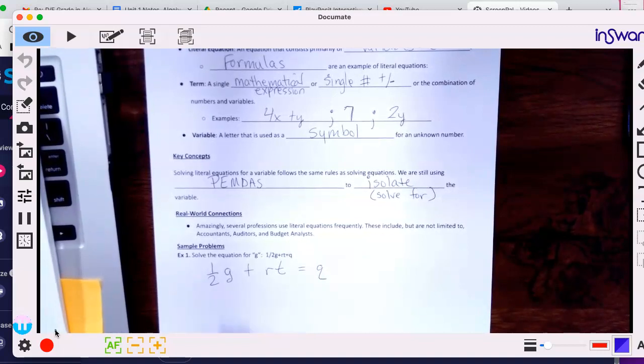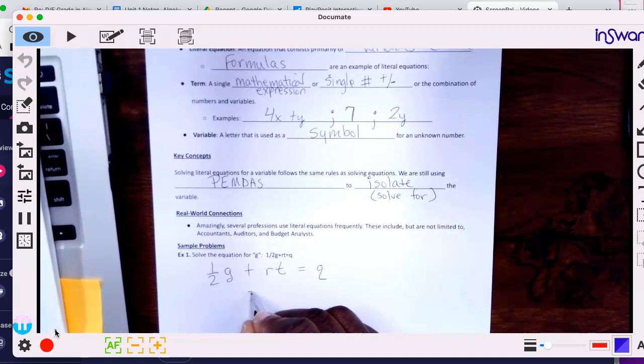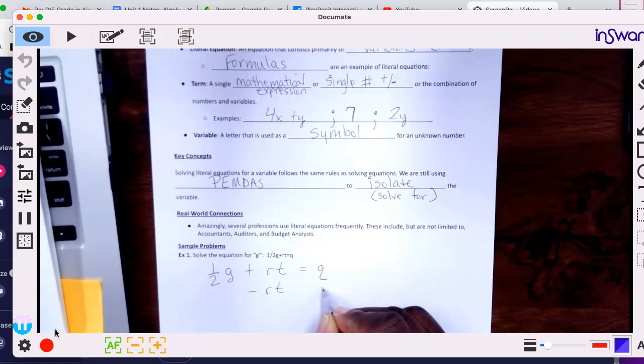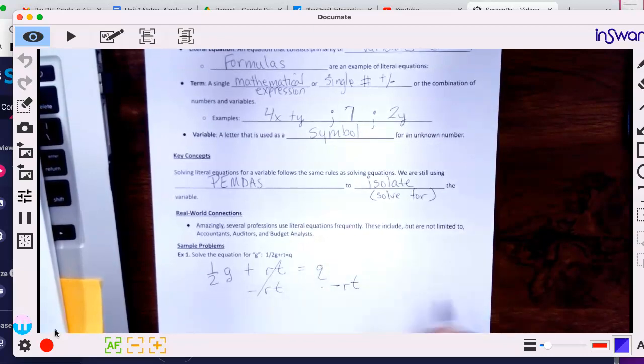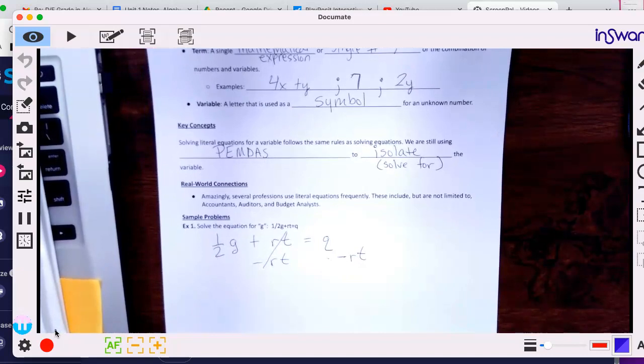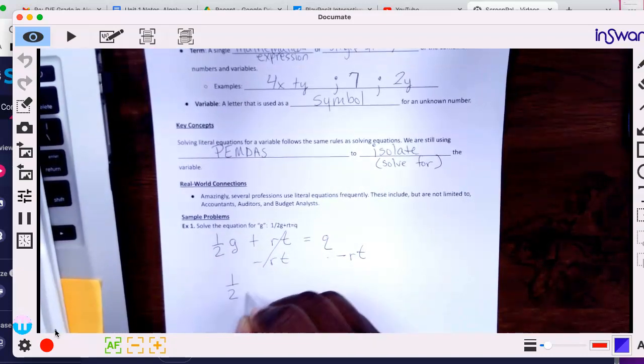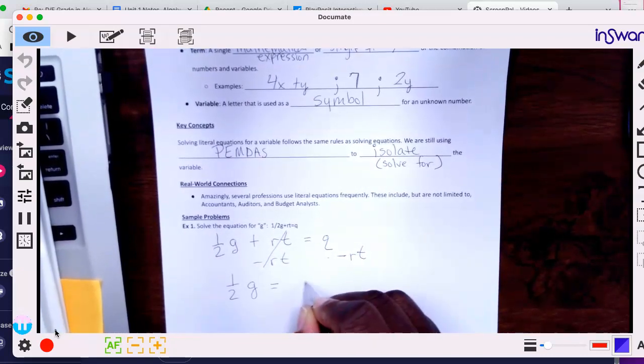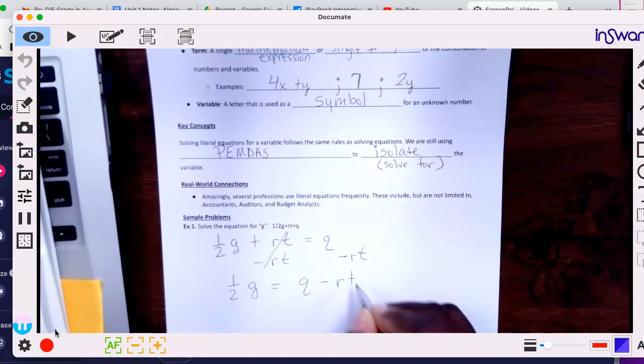So the same thing, we have to move using inverse operation. So we're going to subtract RT from both sides. Okay, so this is going to cancel out. We're left with 1/2 G equals Q minus RT.